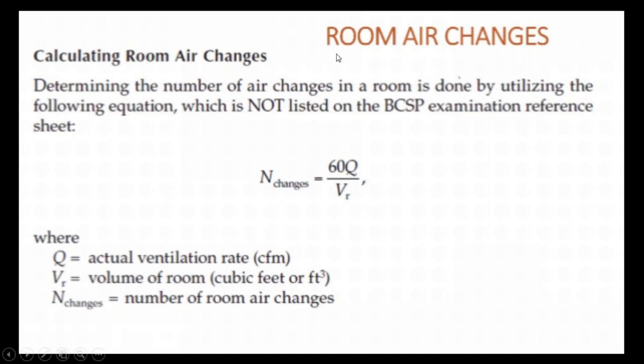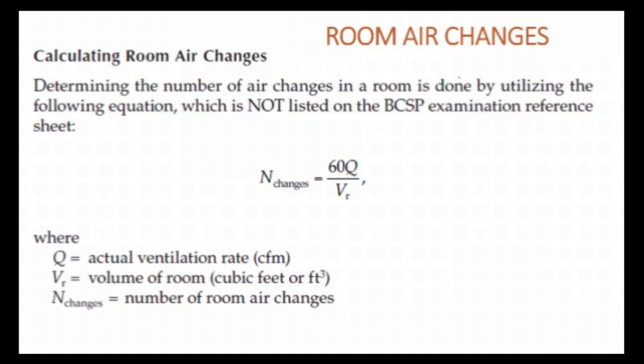Now we are moving towards our next topic, that is room air change. For example, our environmentalists mostly say that in one hour, the air of the room should be changed two times. Some environmentalists may say the air of the room should be changed three times in an hour. This formula deals with this scenario. When we are going to calculate how many times the air of the room should be changed, then we can apply this formula.